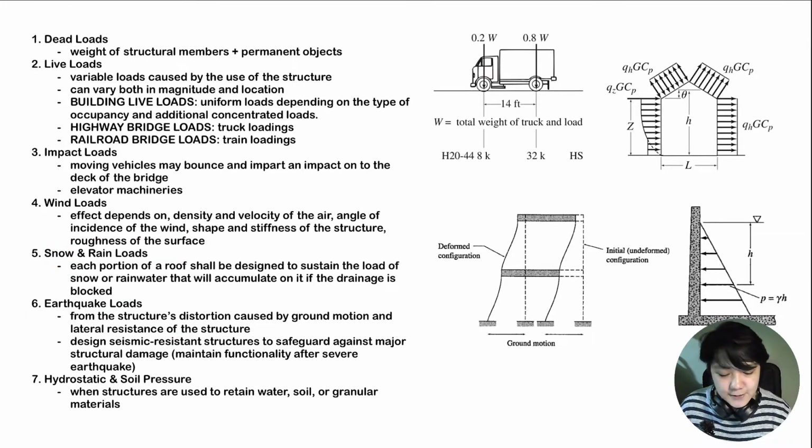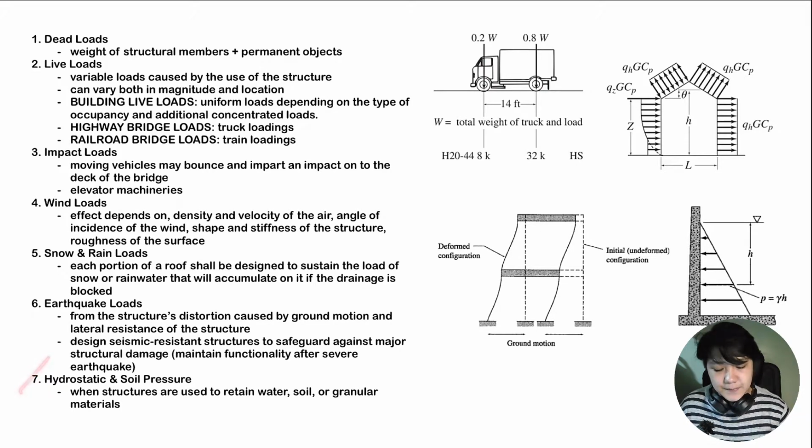The sixth type is your earthquake loads. So from the structure's distortion caused by ground motion and lateral resistance of the structure, we design seismic resistant structures to safeguard against major structural damage and maintain functionality after a severe earthquake. So earthquake loads are very important in our structural design. This usually causes one of the most major damages that a structure may experience throughout its lifetime. So one of the most critical loads that we have when we do structural analysis is earthquake loads.